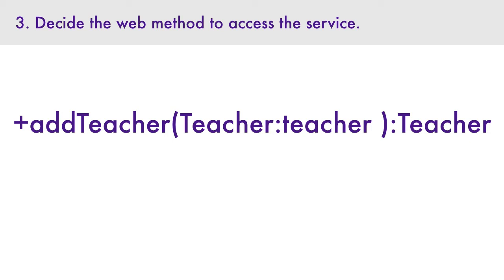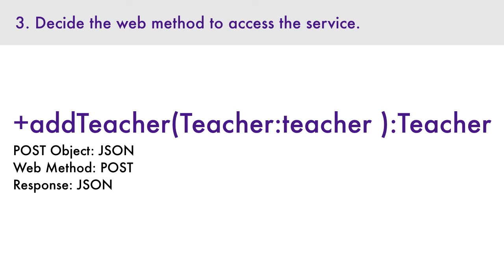Let's see another example with a different web method. This method is expecting an object to be provided by the service consumer. Since it is to be invoked via web, this method is expecting the service consumer to send the information in JSON format. Since the expected parameter is not simple data, we assign post as the web method and return additional information to the data in JSON format as well.